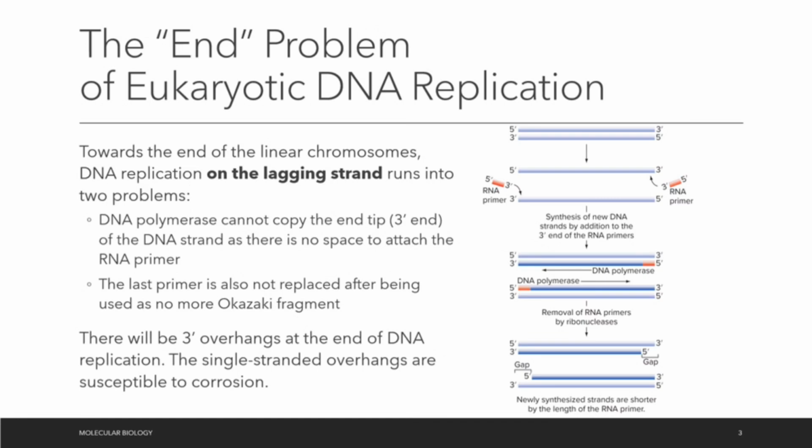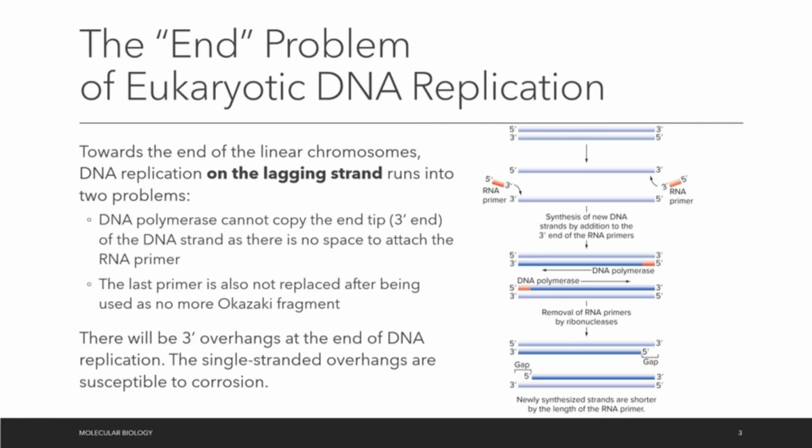The first problem is with the DNA polymerase. Remember, DNA polymerase requires free 3' ends to add on new nucleotides, right? But at the very, very end of the two chromosomes, it's not possible to have free 3' ends because there's not enough space to generate a new RNA primer. Okay. So that's the first problem. There's no RNA primer present at the very end of the chromosomes.